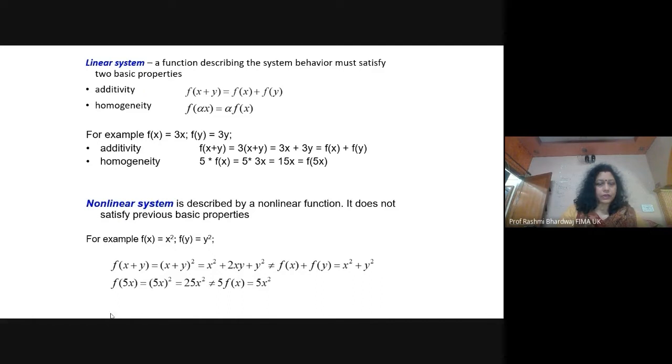And again, if you check the other property, homogeneity, f(5x) is (5x) whole square, which comes to be 25x square, which is not equal to 5 times f(x). So it is not satisfying any of the properties. That's why it is a nonlinear system.